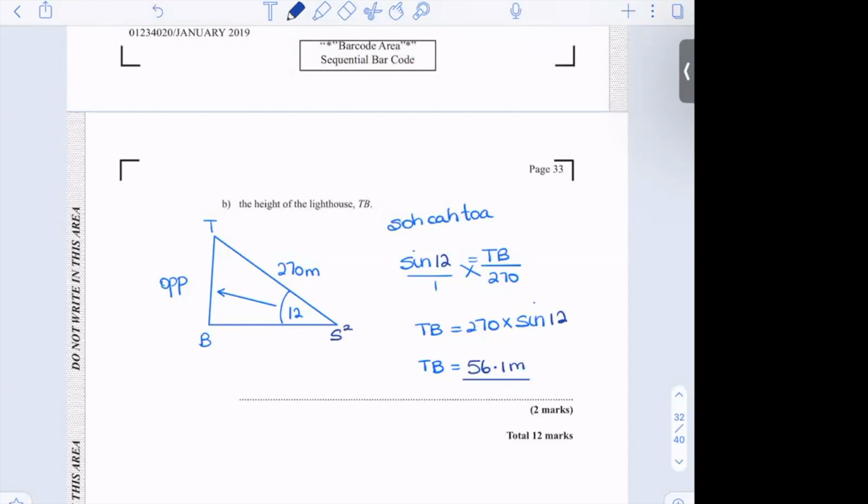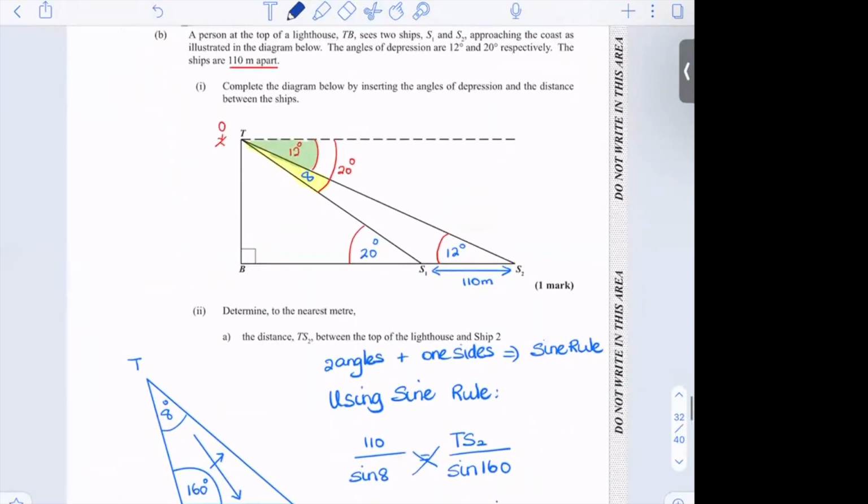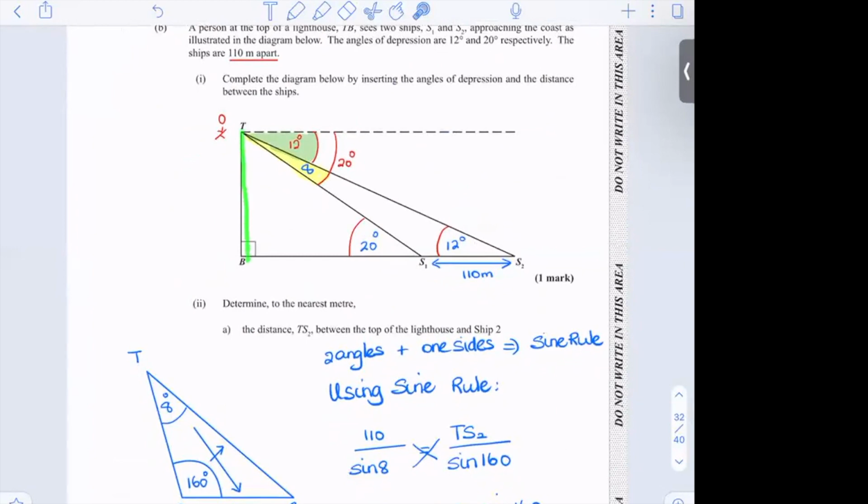Yes, ma'am. So watch this. Here we have a right triangle. We use any 12 here, and we get 56.1. Whenever you see triangles of this shape, a scalene triangle, that should tell you that you are using the sine rule. This is a right triangle, so we use the trigonometric ratios.